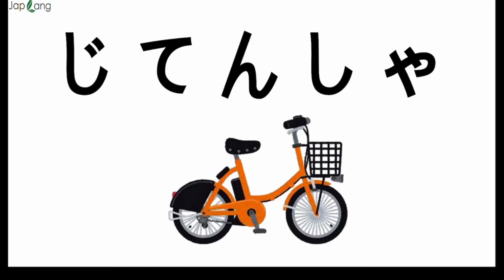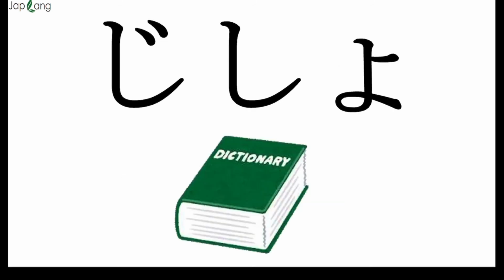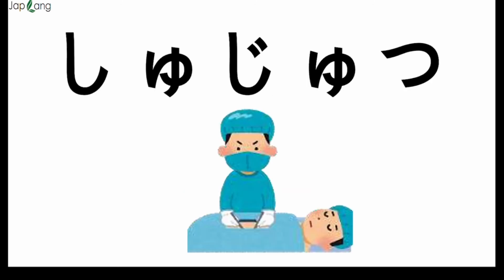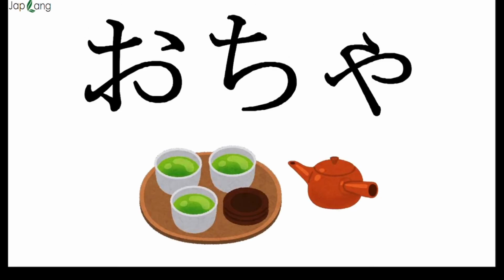Jitensha is bicycle. Shu, mi. Shi and yu become shu, and mi. Shumi is hobby. Ji, shi and yo. So shi and yo will become sho. So jisho is dictionary. Shi and yu will be shu, and ji and yu will be ju, and tsu is there, right? So it will be shujutsu. Kanojo. Kanojo is she or her. This is ocha. Ocha is green tea.